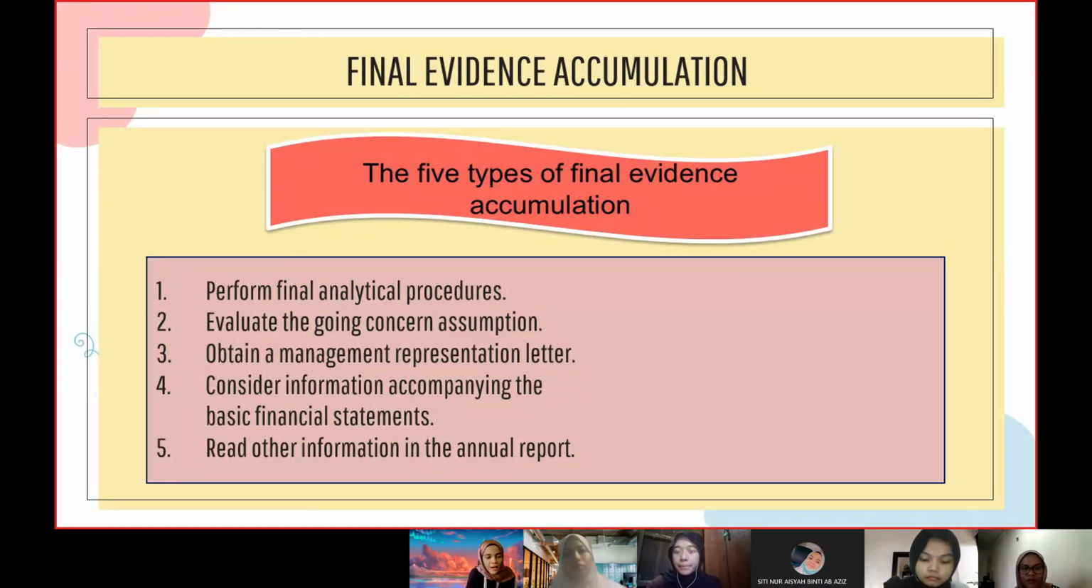Okay. There are 5 types of final evidence accumulation. First, perform final analytical procedures. Second, evaluate the going concern assumption. Third, obtain a management representation letter. Fourth, consider information accompanying the basic financial statements. Five, read other information in the annual report. Next slide.